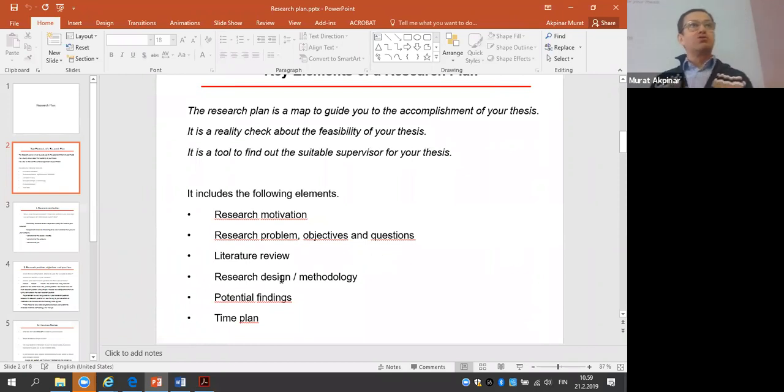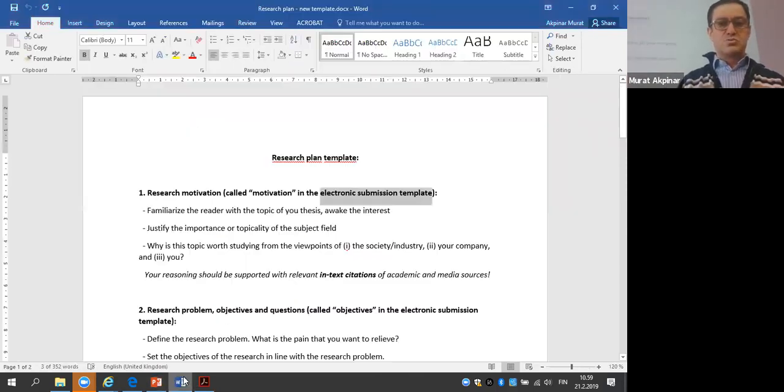Research design and methodology: are you aiming for a qualitative research or a quantitative research? And whatever your choice, how are you planning to collect the data? From where will you get the data? Potential findings, they should match with your objectives. What are you expecting to find? For whom will your findings be useful? And then a draft time plan for the different chapters that I have presented.